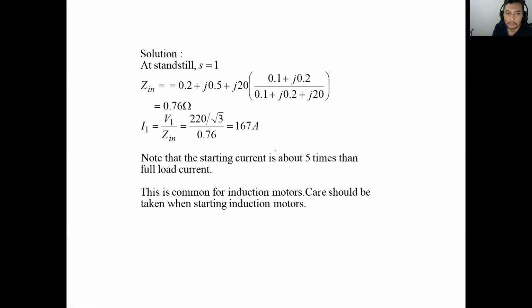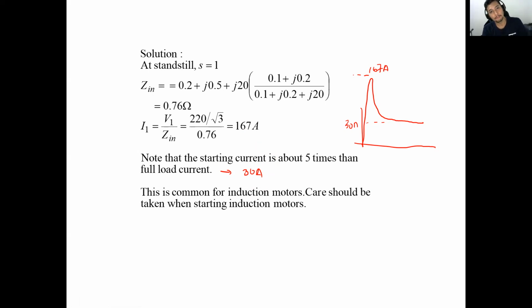And this is actually 5 times the full load current. The full load current that we calculated is around 30 ampere, which is the steady state current. So 167 ampere means that during startup, it has 5 times the 30 ampere. This is the starting current, which is very high, but this is common for all induction motors. So care should be taken when starting the induction motor.